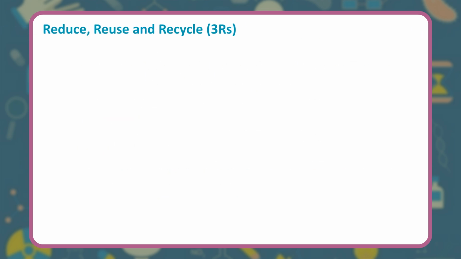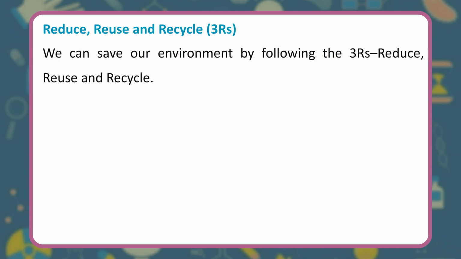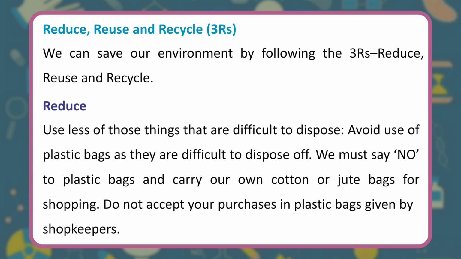Reduce, reuse and recycle. The 3 Rs. We can save our environment by following the 3 Rs: reduce, reuse and recycle. Reduce. Use less of those things that are difficult to dispose. Avoid use of plastic bags as they are difficult to dispose of. We must say no to plastic bags and carry our own cotton or jute bags for shopping. Do not accept your purchases in plastic bags given by shopkeepers.